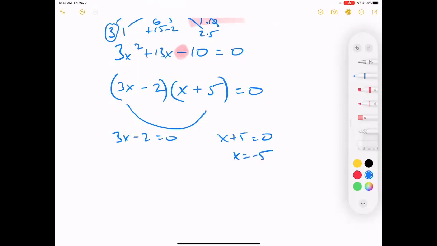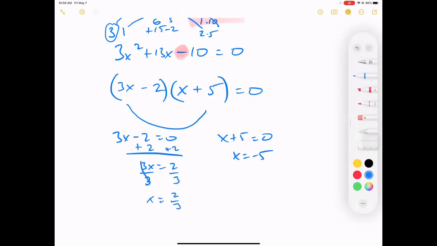And I'm going to do the opposite operation. 3x plus 2, let's go ahead and do some opposite operations. The opposite of multiply by 3 is divide by 3. X is equal to 2/3.